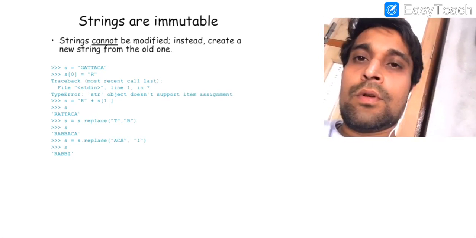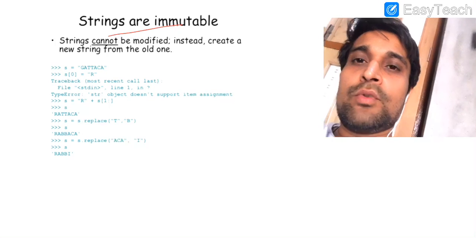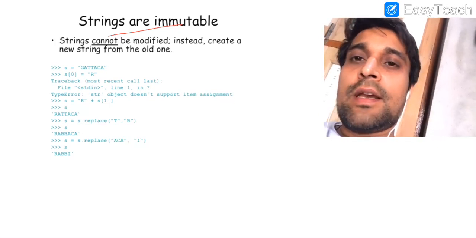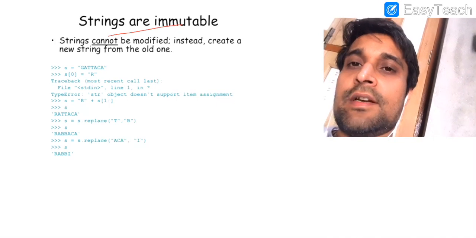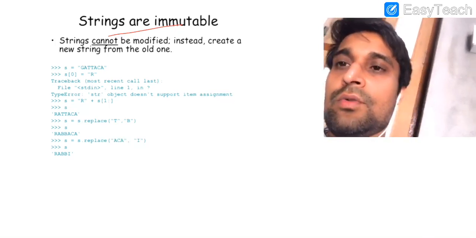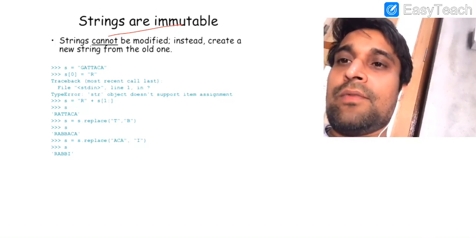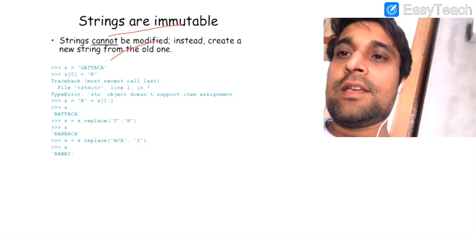Now all of you know about the most important property of strings, that strings are immutable data types. Immutable means at the same memory location the value cannot be modified. Only 3 data types are mutable, that is list, dictionary and sets. So you can see here in our example we are using a string. Name of the string is s. It is having value GATTACA.